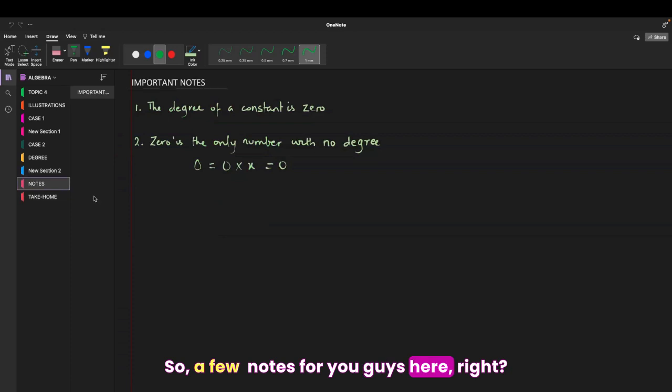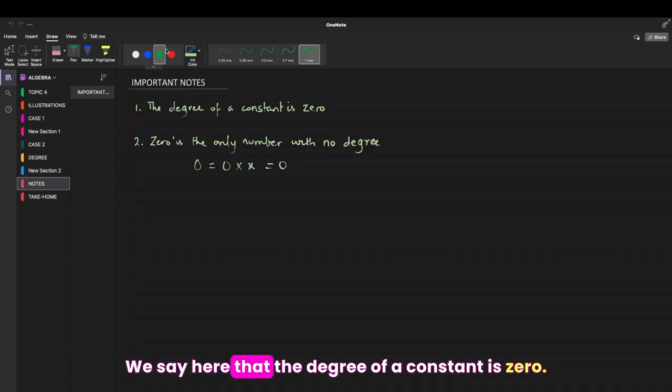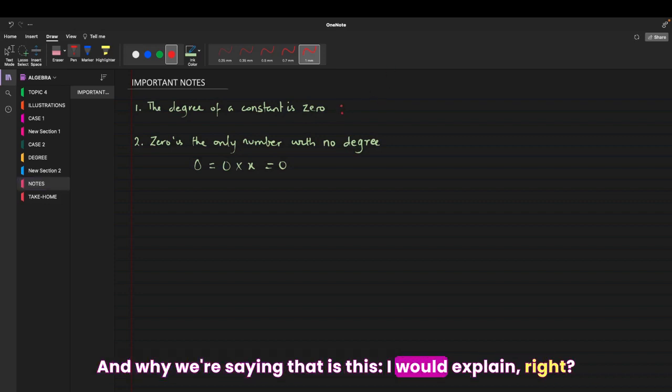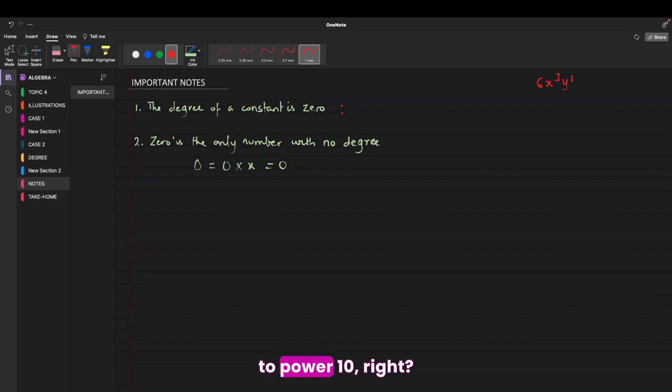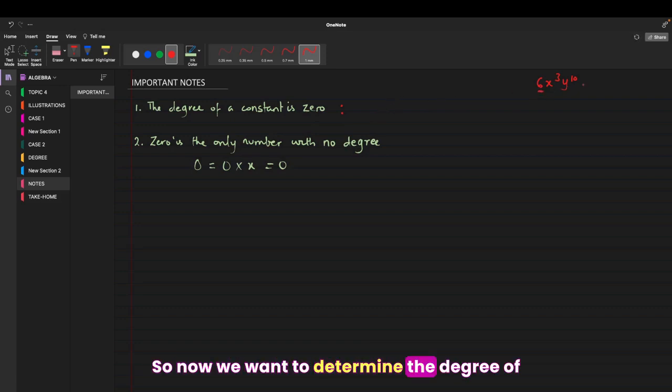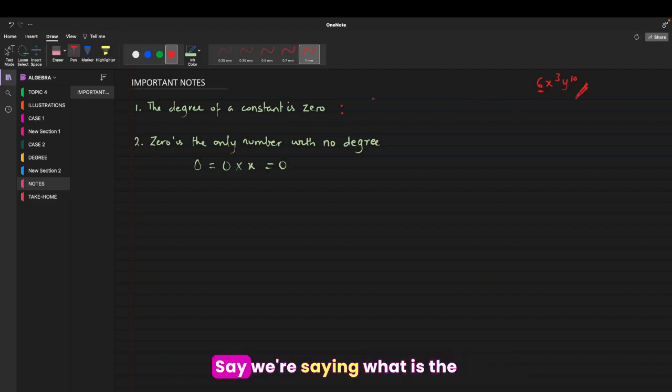So a few notes for you guys here, right? We say here that the degree of a constant is 0. And why we're saying that is this. We'll explain, right? So what's a constant? Like we said, a number appearing in a term when considered by itself. So for example, like I said before, if we look at the term 6x cubed y raised to power 1 or y raised to power 10, right? The constant here is 6. So now we want to determine the degree of the constant, if it occurs by itself, right? Say we're saying what is the degree of the constant 6.